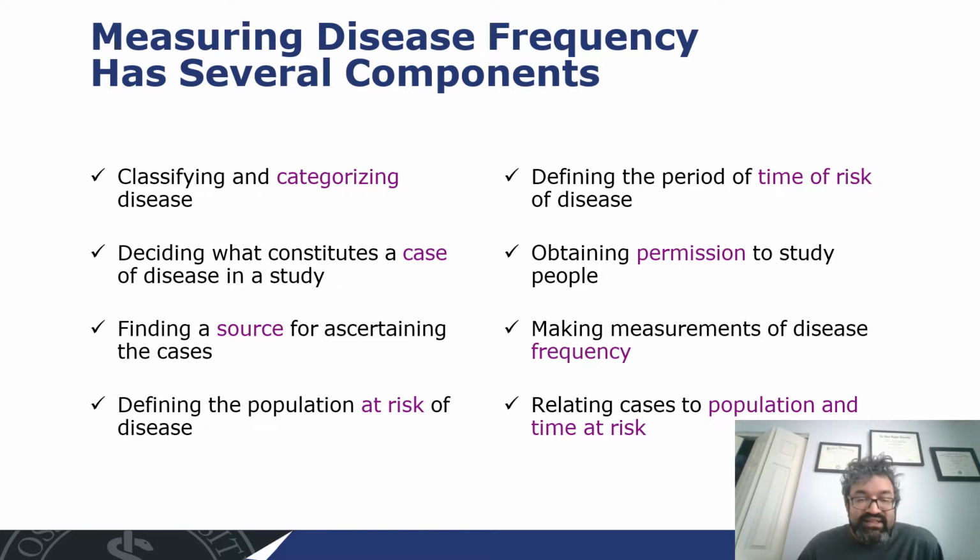But different disease frequency, deciding what constitutes a case of a disease in a study, finding a source for ascertaining the cases, defining the population at risk of disease, defining the period of time of risk of disease, obtaining permission to study people, making measurements of disease frequency, and then relating cases to population and time at risk. All of these things you want to make sure and cover when you're thinking about disease frequency.